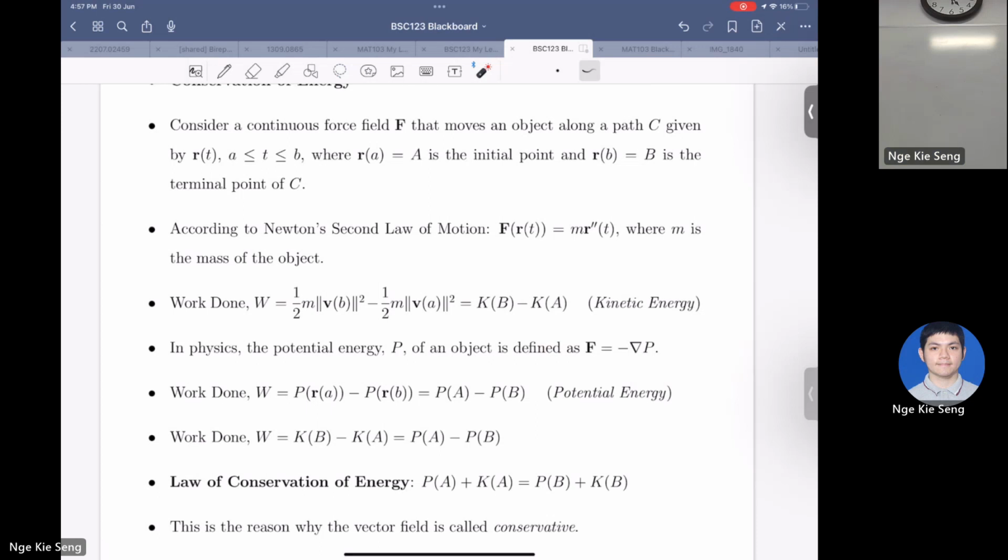Any question? Any question before we take a break? No. Okay. Later after the break, we will talk about Green's theorem. Okay. Green's theorem.